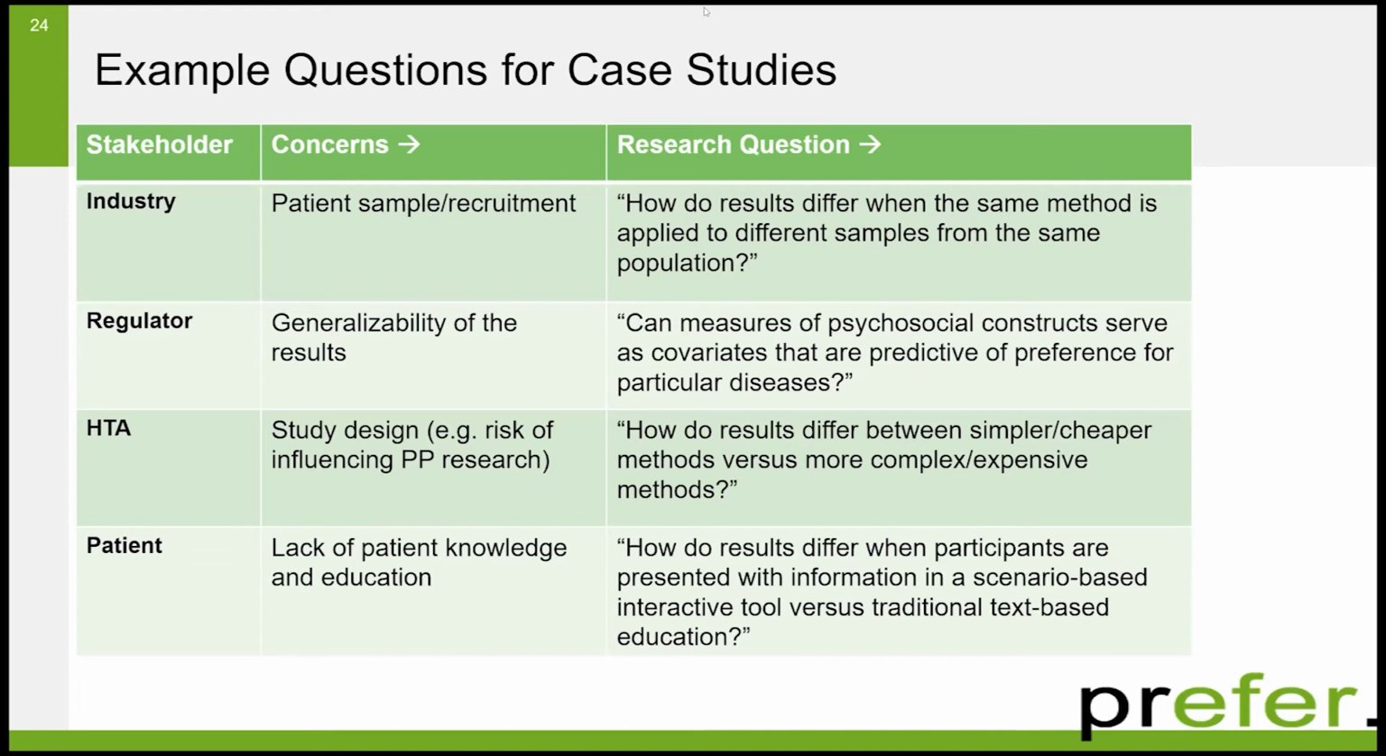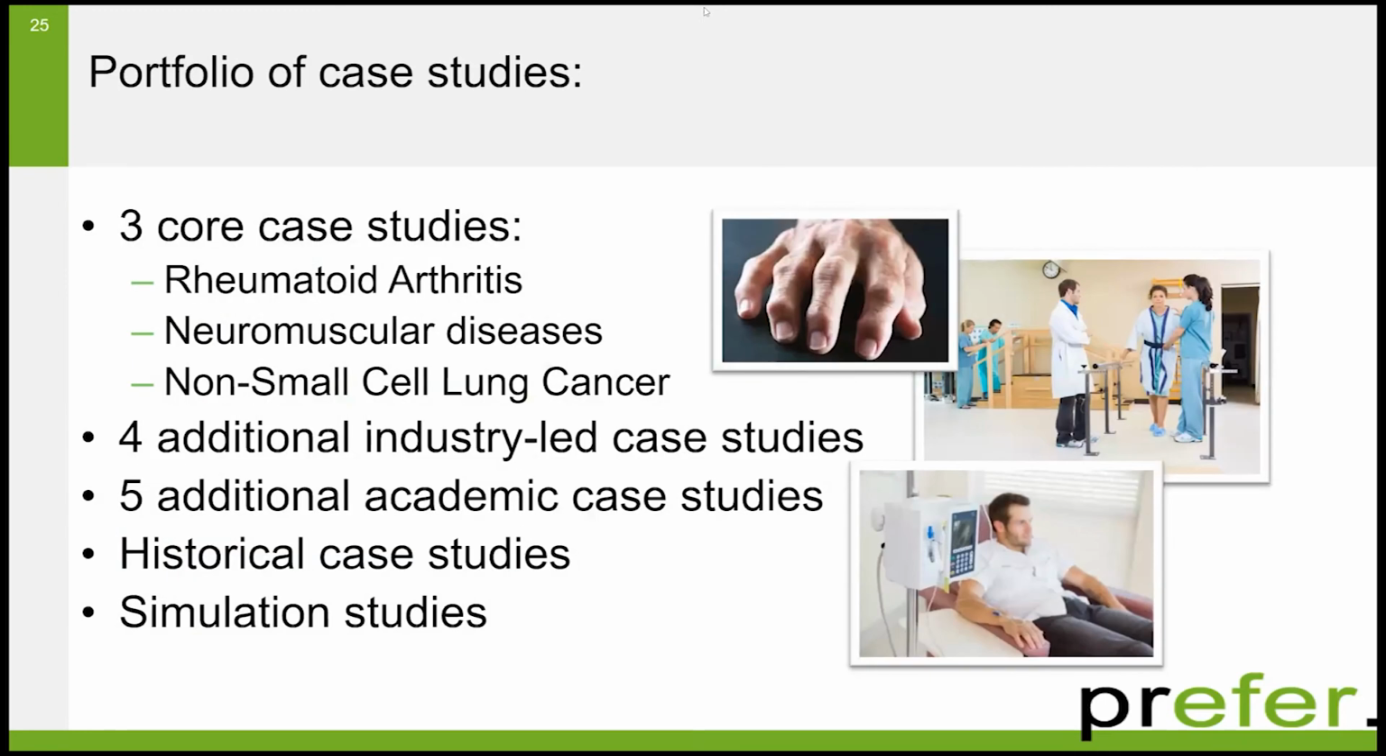Now we have this list of research questions. And of course, we wanted to generate evidence, because generating a research question is only the first step. So within PREFER, we had a set of 12 case studies planned. We had 3 core case studies specific to the fields of rheumatoid arthritis, neuromuscular diseases, and non-small cell lung cancer. But then on top of this, we also had 4 industry-led case studies and 5 academic-led case studies. It should be noted here that this is very much a public-private partnership.